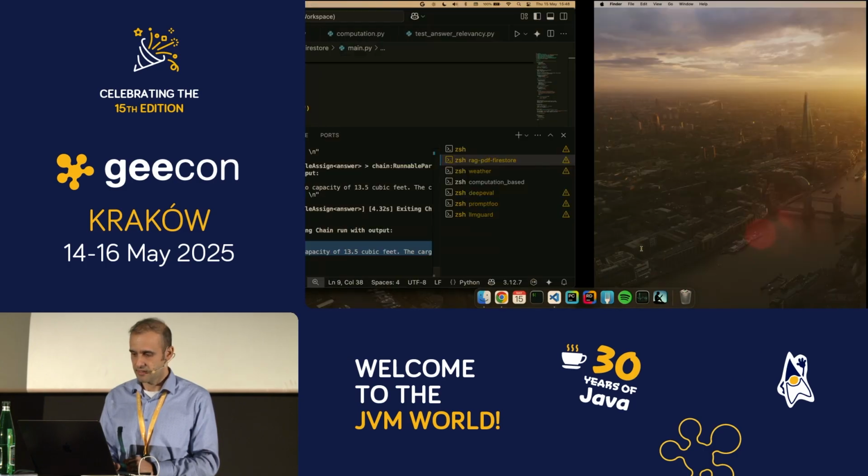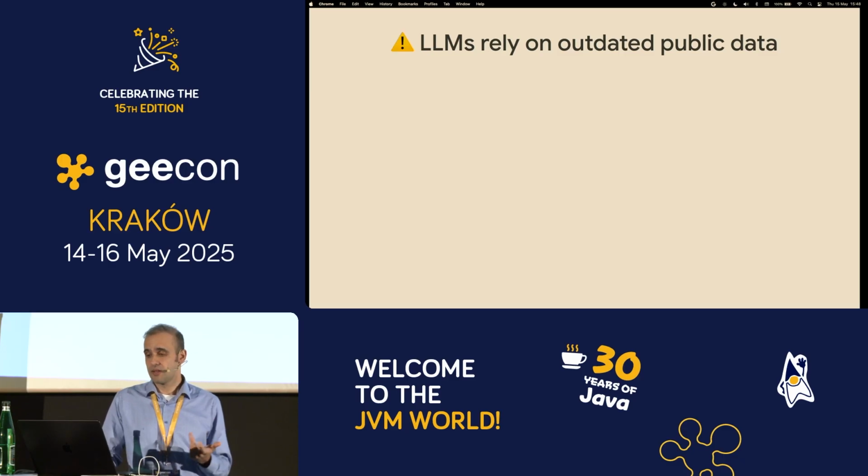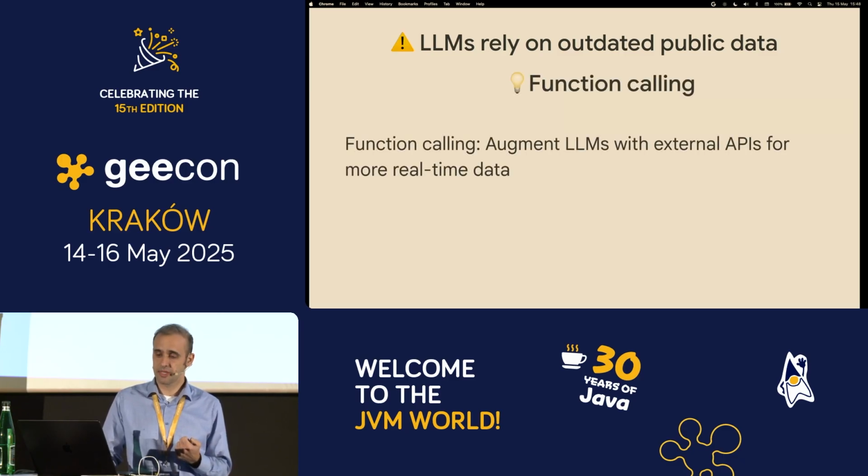All right, that's that. LLMs rely on outdated public data. Well, you can use something called function calling. The idea of function calling is that you augment your model with external APIs. Any API, like a weather API or stock API, you can pass as a tool to your LLM, and your LLM can call that and get extra data. That's the idea with function calling.